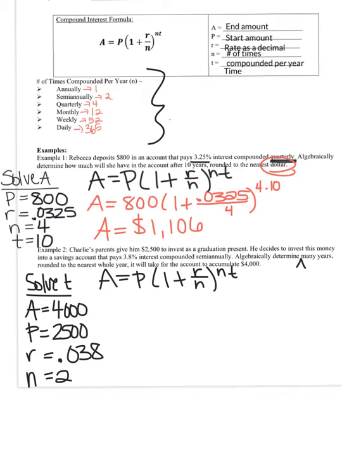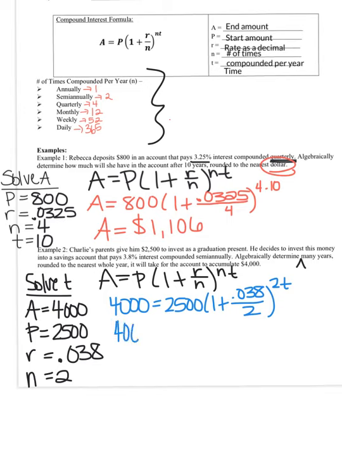So I plug this all into the formula. So we have 4,000 equals 2,500 times 1 plus R over N, which is 2, raised to the 2, which is N, times T, which is what we're solving for. If you want to clean up what's inside the parentheses, a lot of people do like to do that. So before I even do anything, if I wanted to actually type this into the calculator, that is the same thing as 1.019. You don't have to, but it might look a little bit cleaner rather than having that fraction in there.